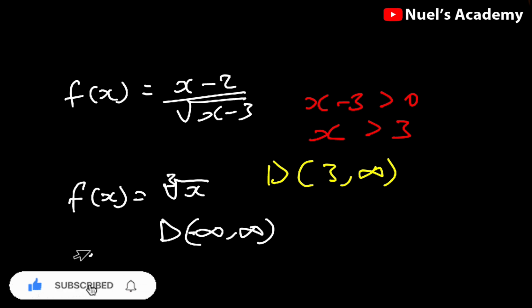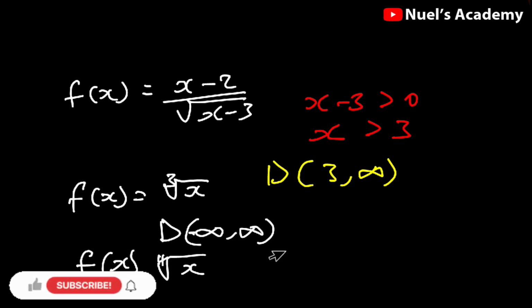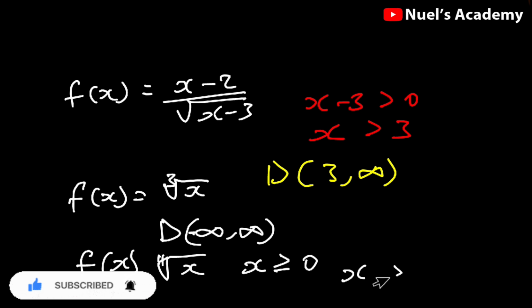But if it is an even root, let's say f of x is equal to the square root or 4th root or 6th root or 8th root of x, then it's going to be x is greater than or equal to 0. But that's if it's standing alone like this or at the numerator. If it's at the denominator, it's going to be only x is greater than 0. Then in interval notation the domain of this function is going to be 0, infinity, because 0 is included.